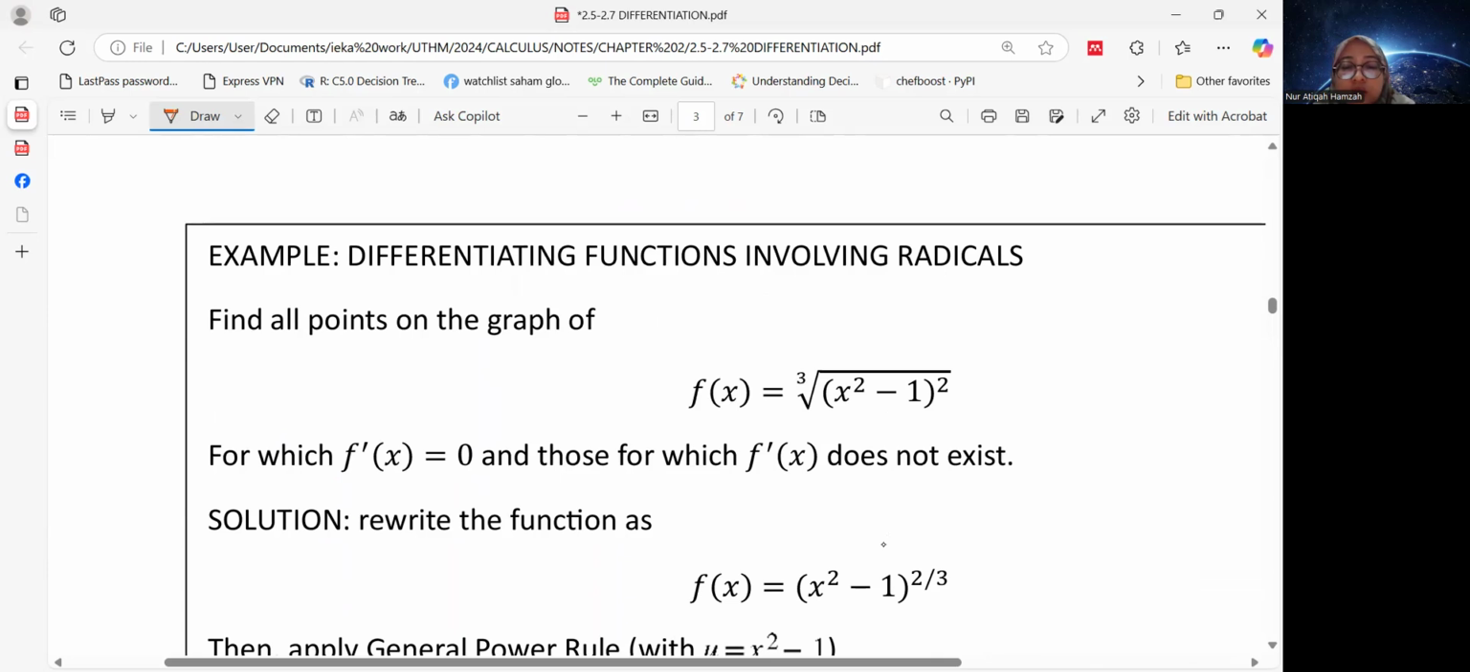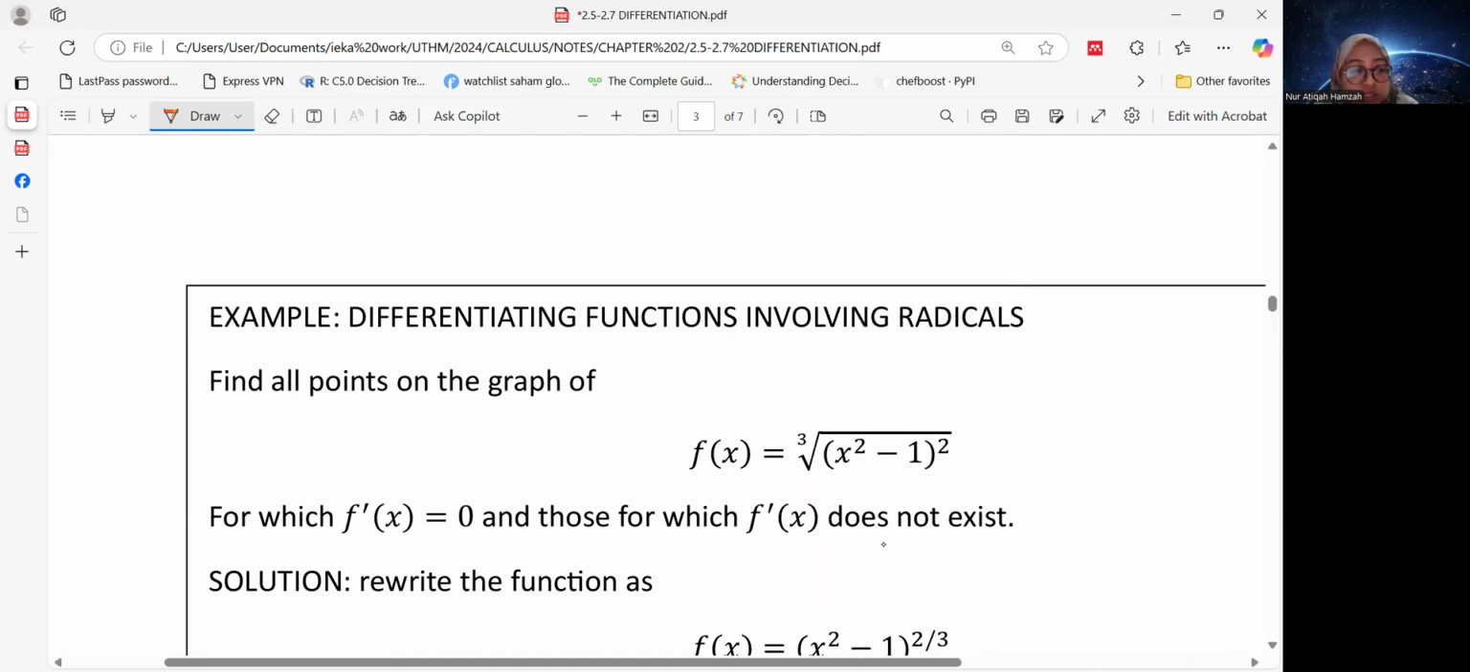So the next example, we want to solve using the general power rule, but our question involves radicals. Find all the points of the graph of f(x) equals the cube root of (x squared minus 1) to the power of 2, for which f prime x is equal to 0 and those for which f prime x does not exist. Maksudnya dia nak suruh awak cari bilakah hasil differentiation kita tu dapat nilainya sifar dan juga f prime x does not exist.